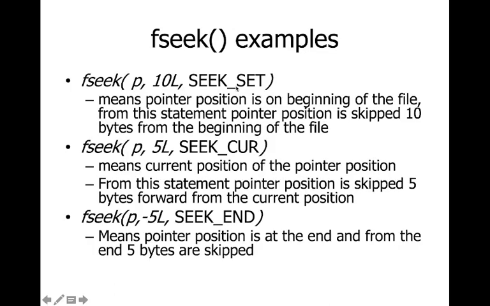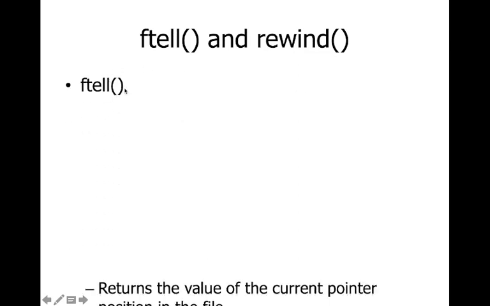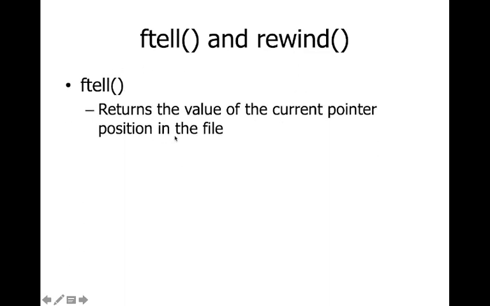So we have two other functions also, ftell and rewind. We will see an example for this fseek, then you will understand. ftell will return the value of the current pointer position in the file. The syntax is we simply specify ftell and the file pointer. Then you can see the current pointer position inside the file. Inside the file there is a pointer that keeps moving, so you can find the current address where it is located.